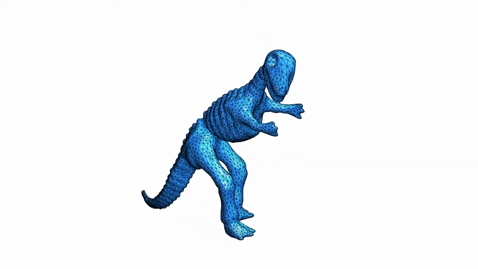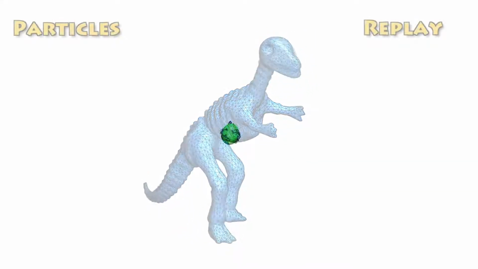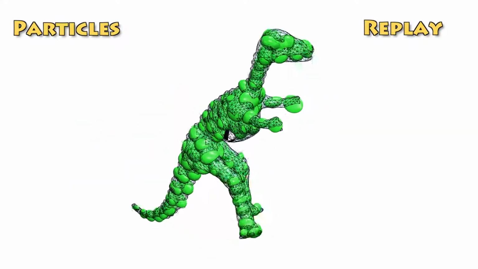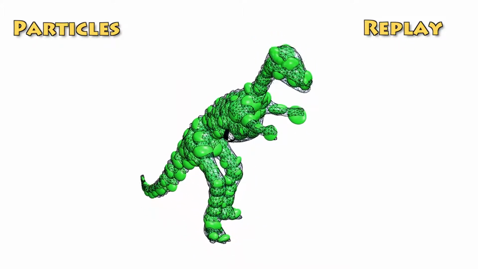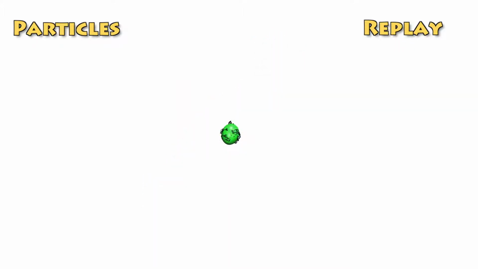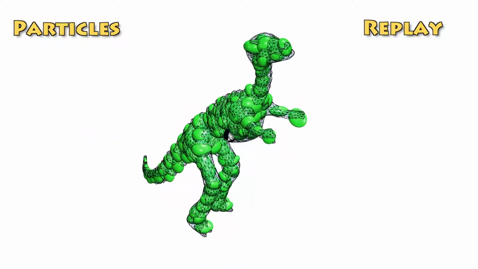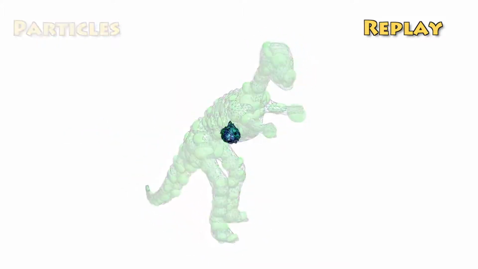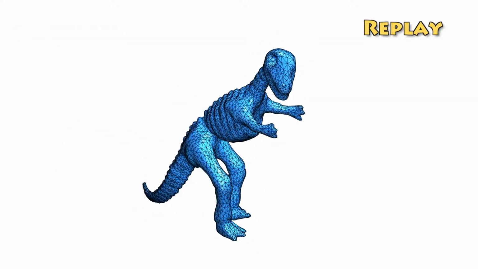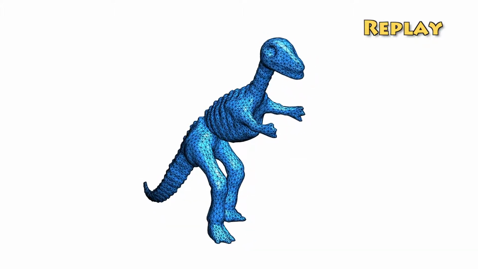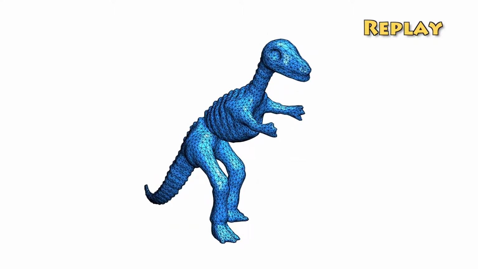The next experiment demonstrates the robustness of our method. At the beginning of the simulation, all particles were placed to coincide with the center particle. We fixed the position and orientation of the center particle during the simulation. The dinosaur returns to its rest pose rapidly from an extremely deformed pose.